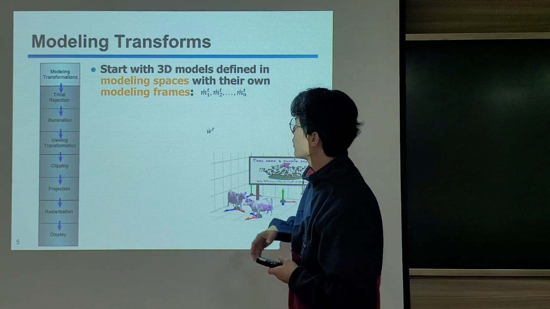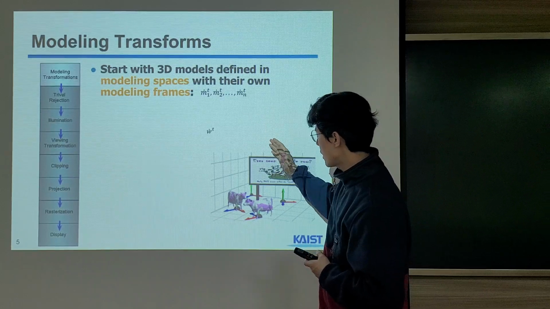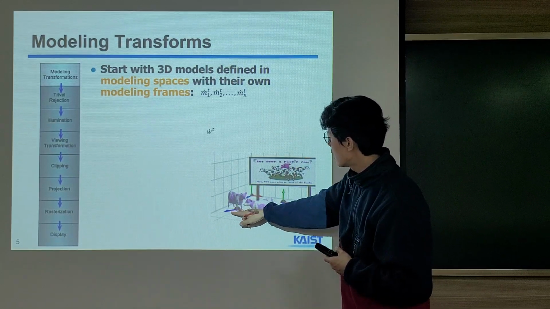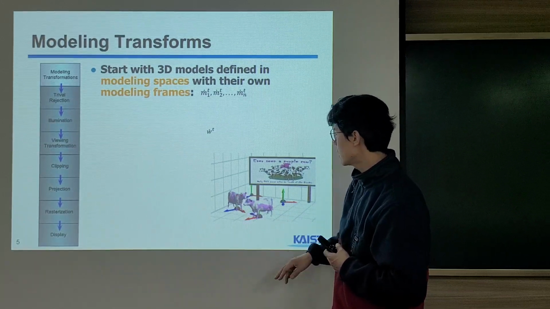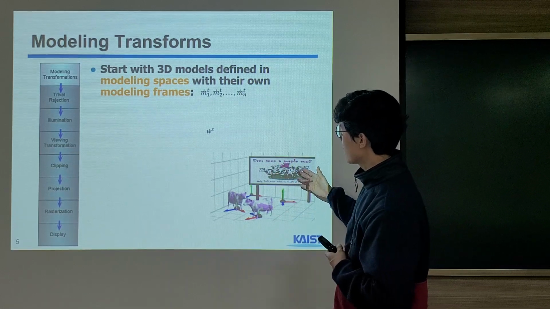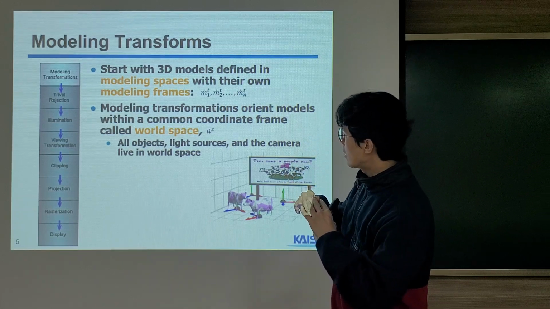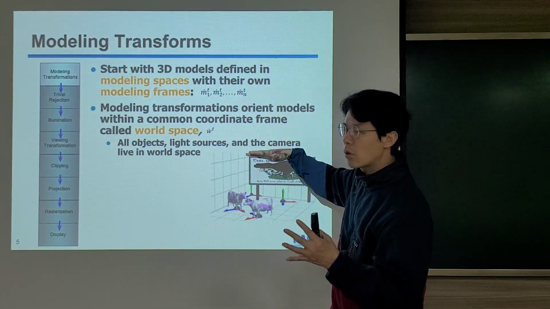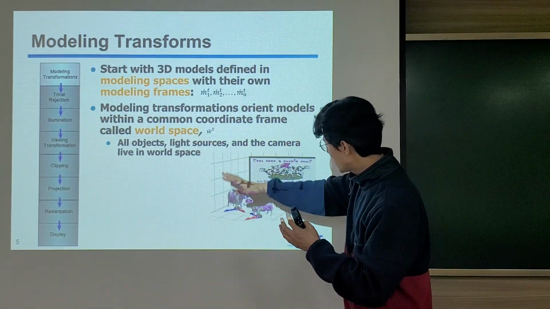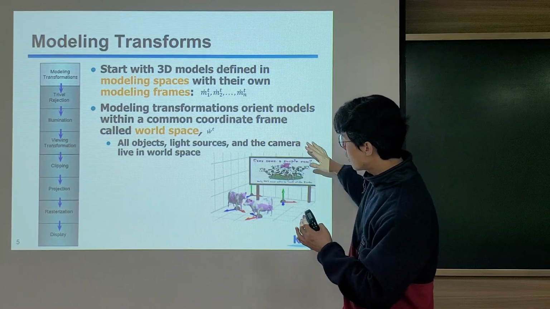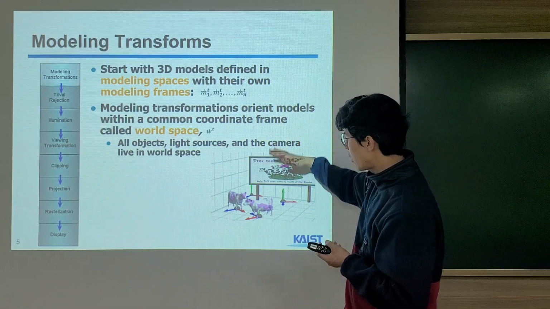We typically start with 3D models defined in their own modeling steps. For example, we define this cow in its own modeling space where we show the x, y, z coordinates. We also show another object and so on. Then we transform these different models into a canonical common coordinate frame, which we typically call world space. In other words, we define the scene or the world, and we define all objects, lights, and even the camera in this world space.